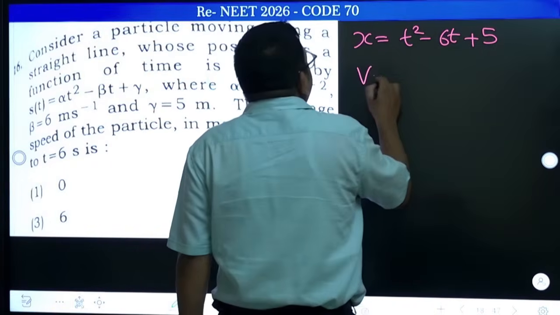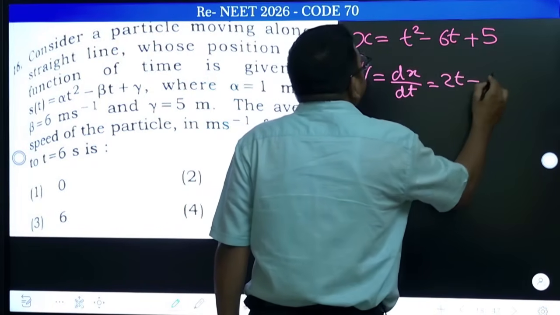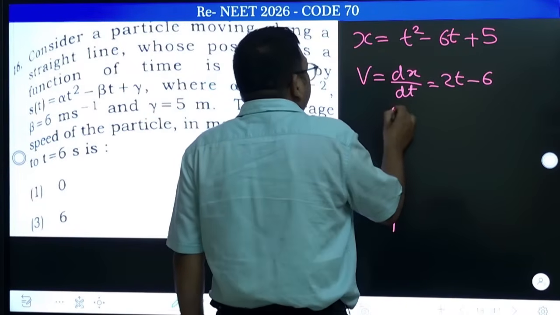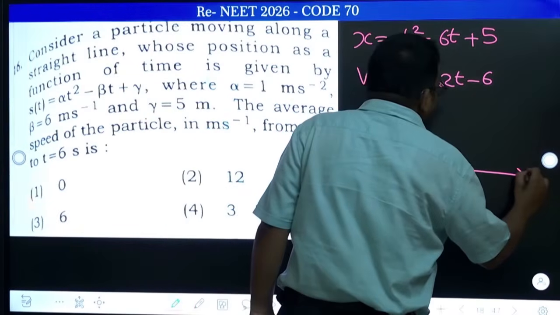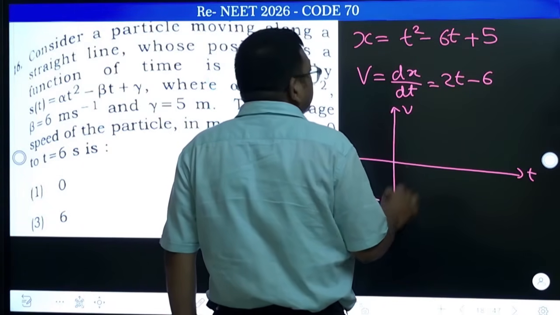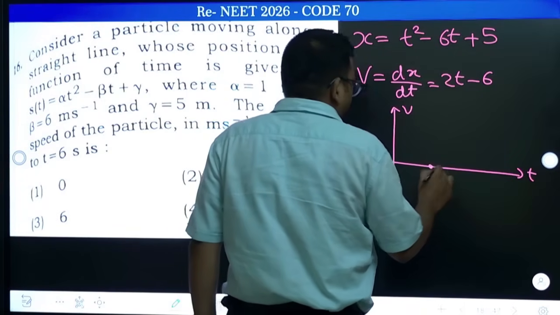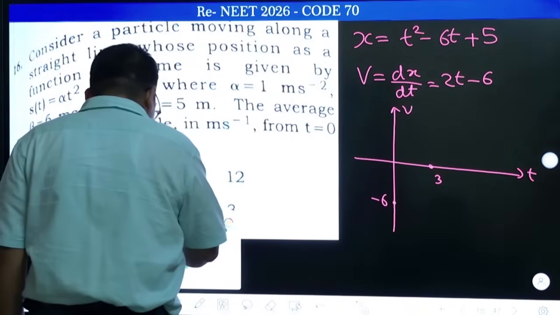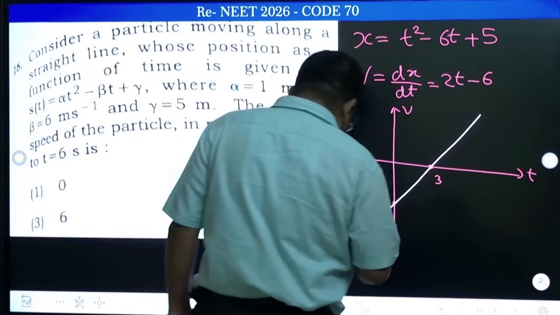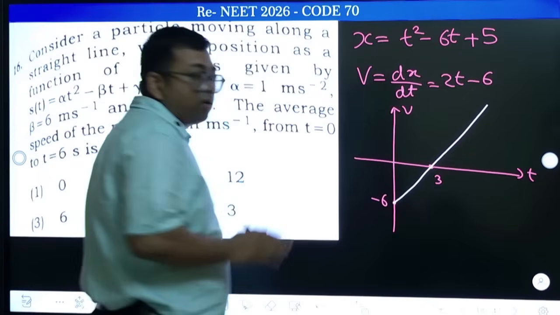So velocity you calculate dx by dt, it will be 2t minus 6. This we can do, right? This graph is easy to plot. Velocity versus time graph. When time is 0, velocity is minus 6. And when velocity is 0, time is 3. Right? So this graph anybody can draw. This graph will be going like this, a straight line. Of course, negative side we don't have to take, we have to take this side only. This is the graph, right?